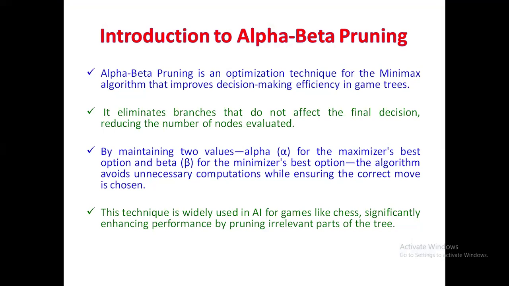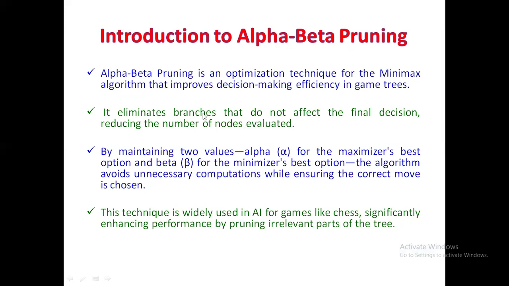By strategically pruning branches that do not contribute to the optimal decision, it reduces computational overhead, allowing faster and more efficient decision making. This ensures that only relevant moves are analyzed, making the process more scalable and effective in complex game scenarios. Next, eliminating unnecessary computations.